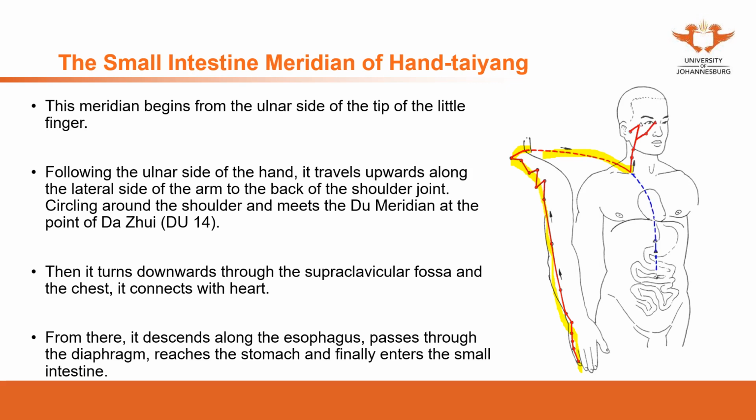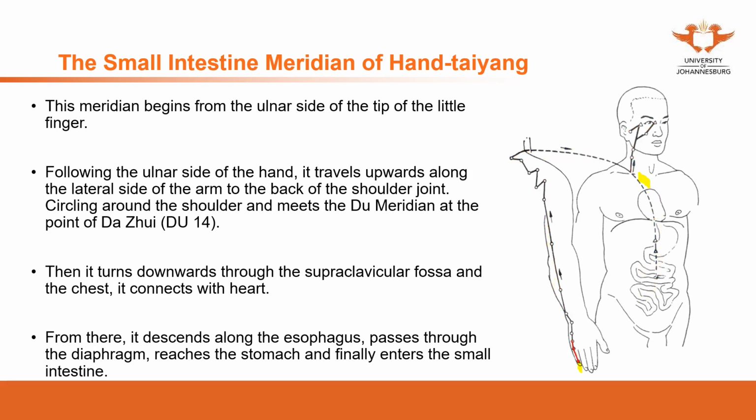There's one branch that goes internally and links to the heart. That's the small intestine. And it also keeps going down through the diaphragm, linked to the stomach. Also it enters the small intestine. That's the pathway internally.